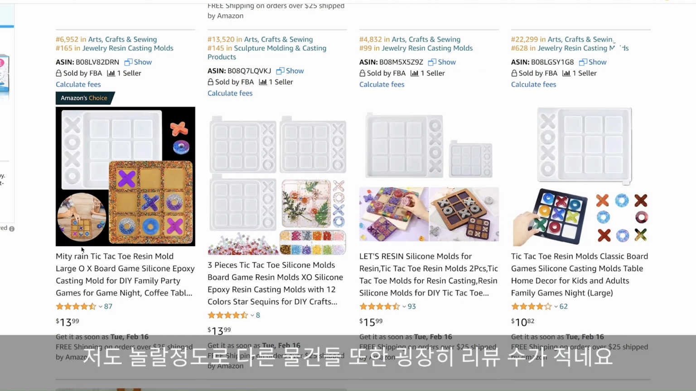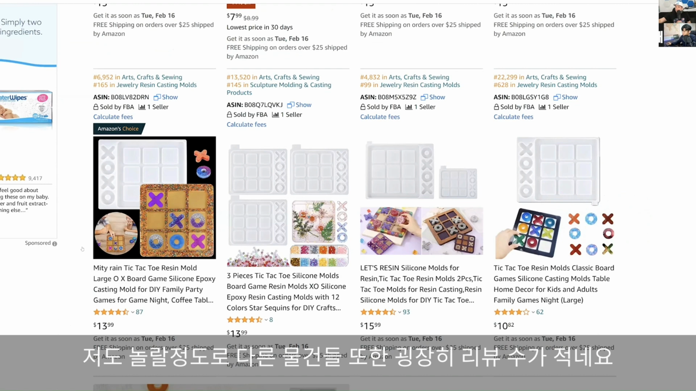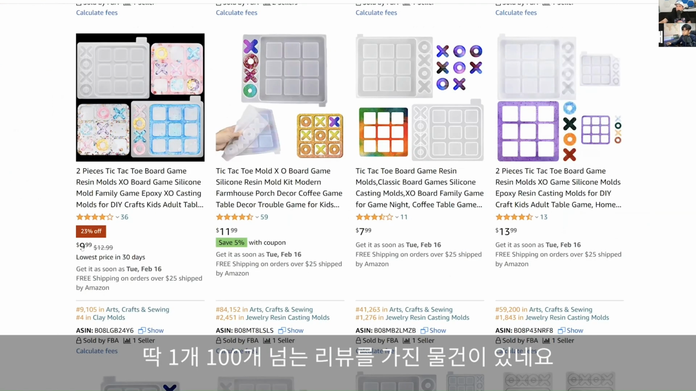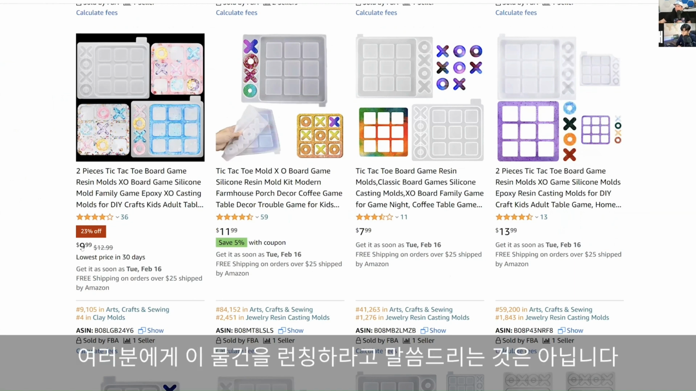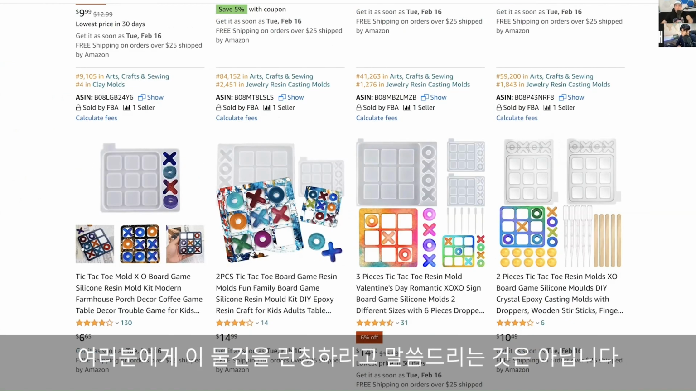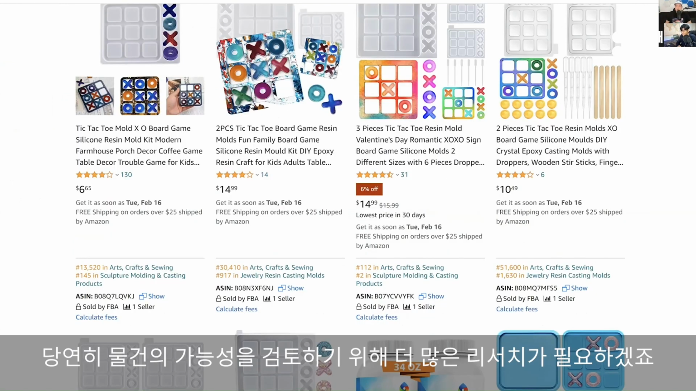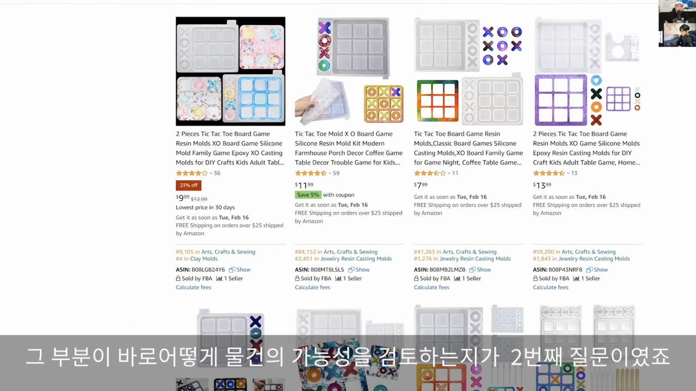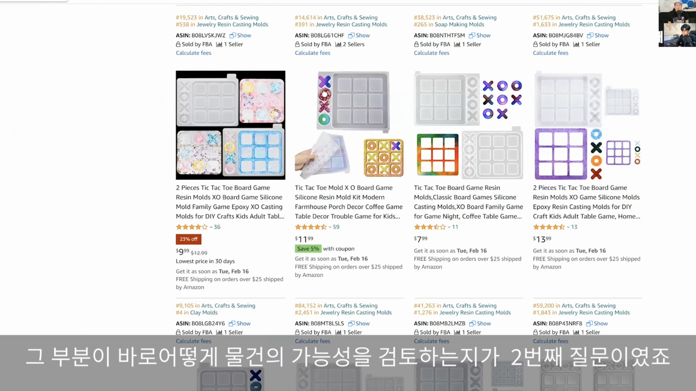So it looks like every single one, this is actually kind of surprising, has very low reviews here. I don't even see any, like, finally one that has more than 100, but this would be interesting. Now, I'm not saying, hey, everybody, please go buy resin tic-tac-toe. That obviously takes a little bit more searching in order to verify. But that was kind of the second part of your question, right? How do you verify if this is demand or not? We kind of have an idea.